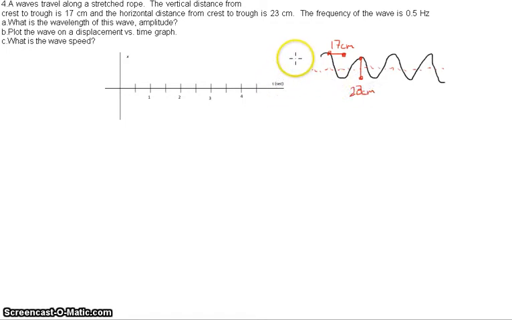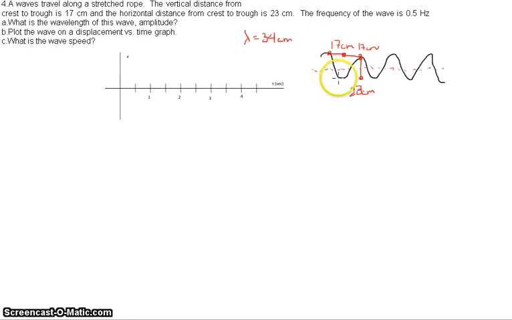Okay, so they're asking for two things here. They're asking for what the wavelength is. So the wavelength is one full cycle, or from crest to crest, or from trough to trough. So if we know the distance is 17 centimeters from crest to trough, we then know the distance from crest to crest has to be essentially 17 centimeters times 2. So the wavelength for part A is going to be 34 centimeters.